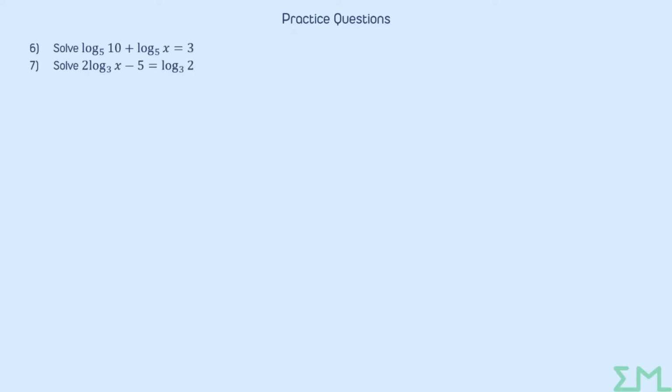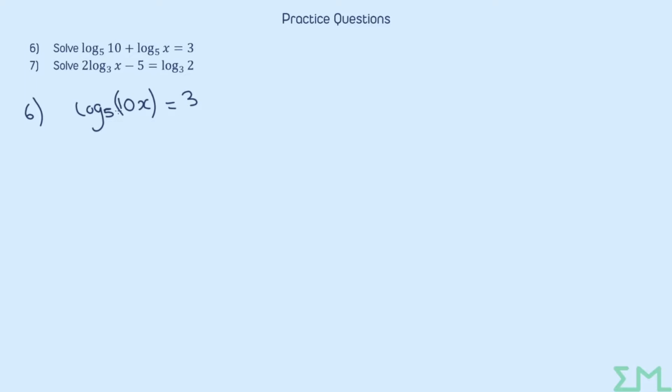Here we go. Right, we're on to solving some log equations. So straight away we're going to need some log laws for this one. Log base 5 of 10 plus log base 5 of x. They're both the same base, so we can combine them, and we know that we are multiplying inside the log when there's addition outside. So we get to this point.